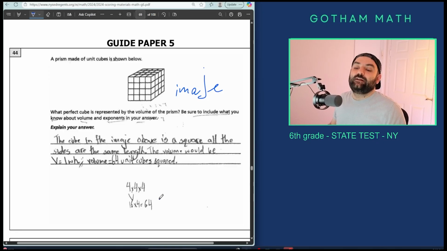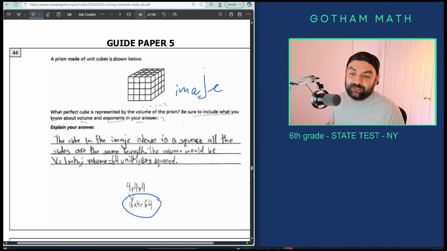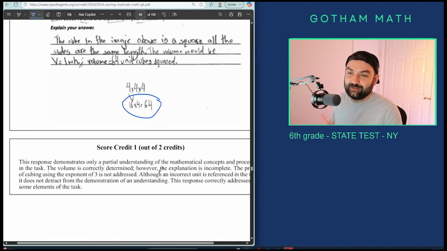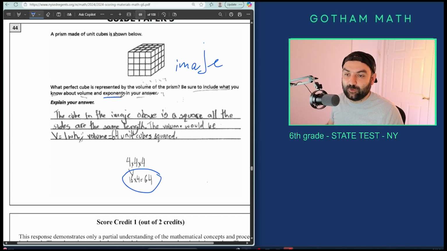Okay, so the answer is correct. The explanation is right? Units cube squared. Maybe cubed. Yeah, because cubed. Okay. This deserves a 1 though. Why? Is it because of the grammar? No, because this person did not say anything about exponents, which is like 4 to the 3rd power. You know what I mean?